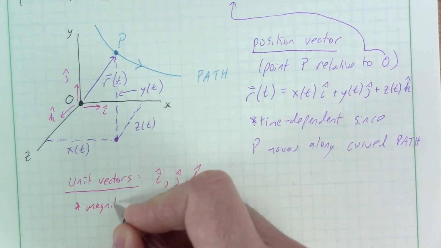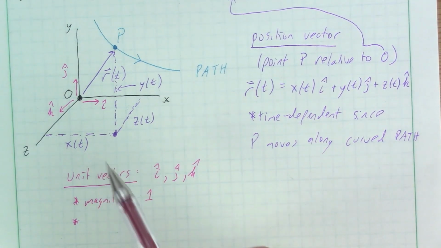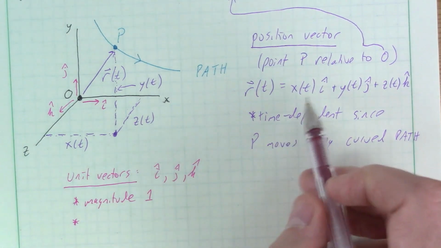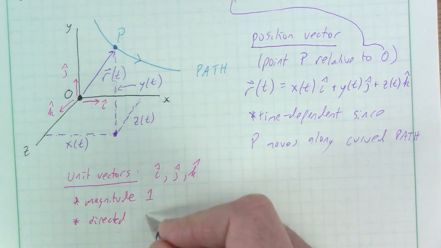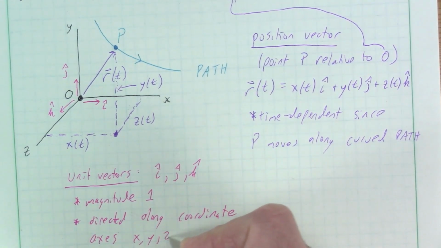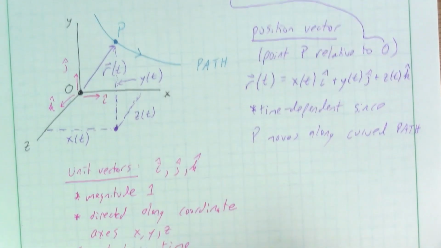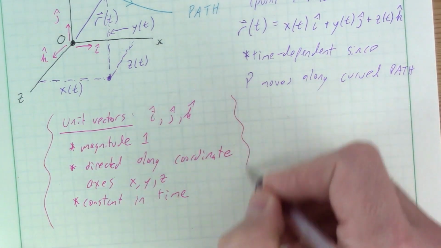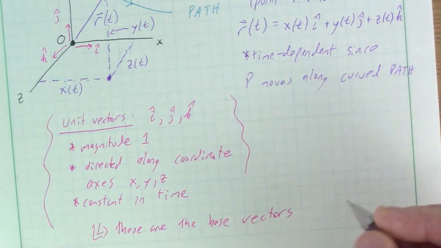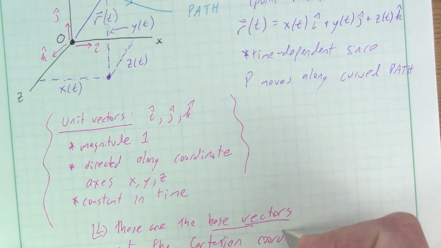It's not moving around. What's always true of unit vectors is they have magnitude 1. So they don't tell anything about how far away we are. They just give the directions, and they are completely responsible for the directions. The directions don't come at all in x, y, and z; those values are just the coefficients on those directions. These are directed along the coordinate directions, or the axes x, y, and z, and they are constant in time. These make up the base vectors of the Cartesian coordinate system.